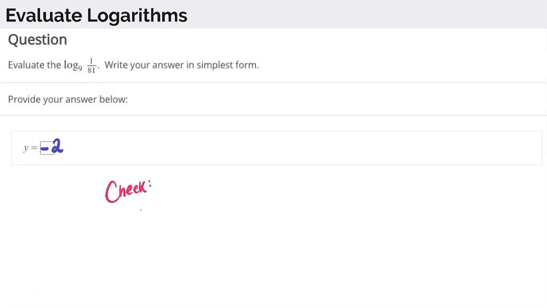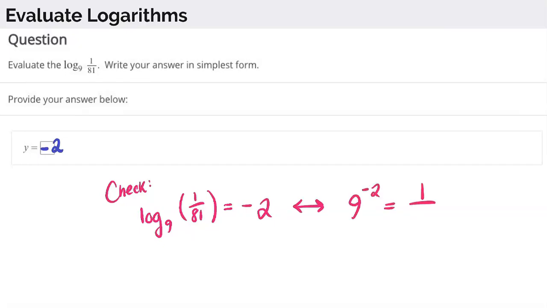So our claim right now was that log base 9 of 1 over 81 is negative 2. The equivalent exponential statement would be that 9 to the negative 2 is 1 over 81. And if we believe that that's true, that means that our answer here must be true as well.